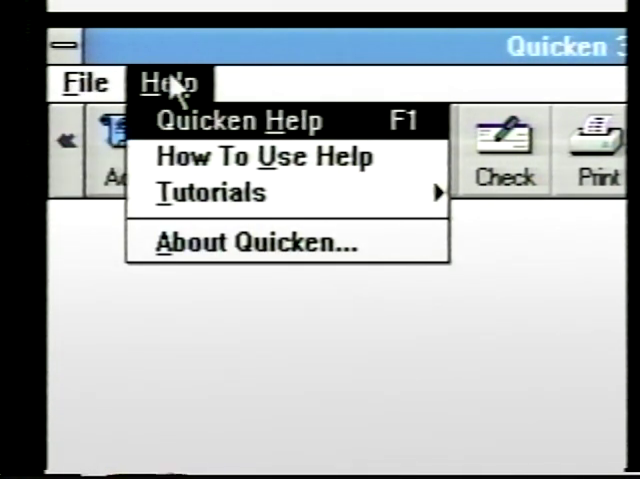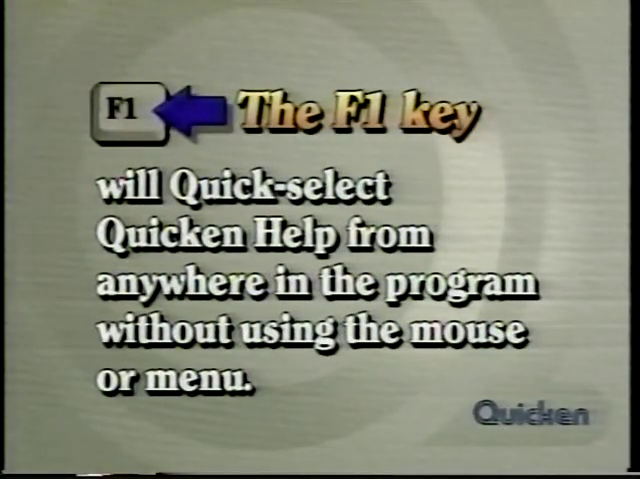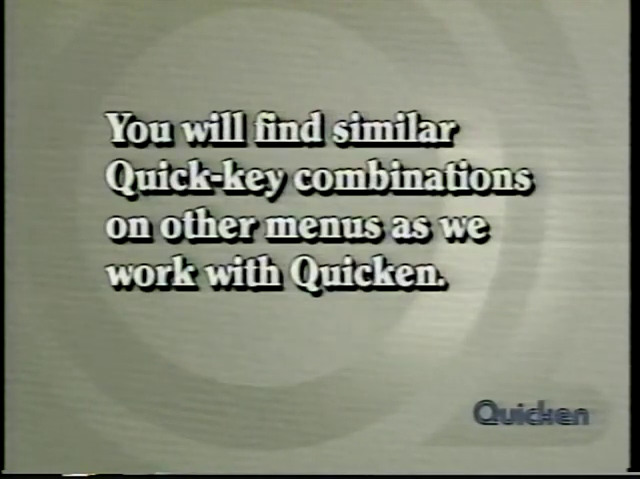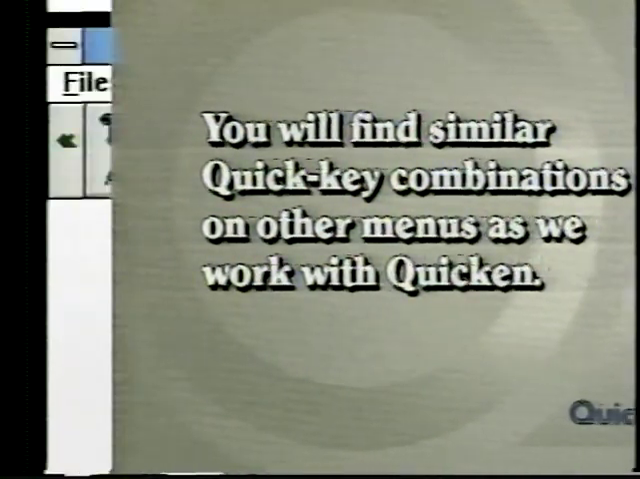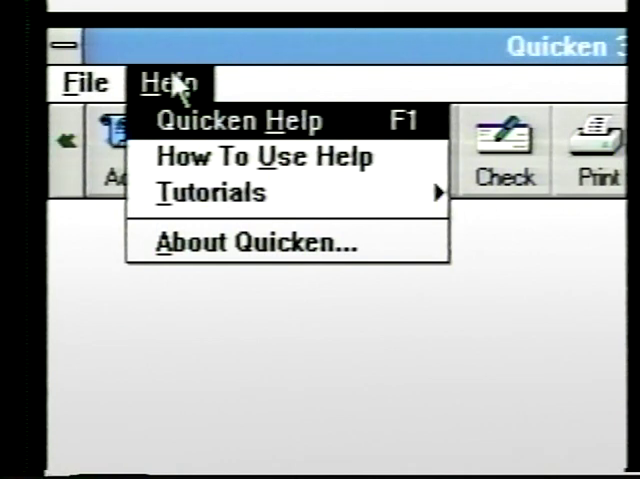The Help menu can be a real lifesaver when you're stuck in the middle of something. Notice the symbols at the right side of the menu. The F1 next to Quicken Help tells you that the F1 key is an alternative way to give this same command directly from the keyboard. The F1 key will quick select Quicken Help from anywhere in the program without using the mouse or menu. You will find similar quick key combinations on other menus as we work with Quicken. If you prefer to use keyboard commands, these combinations are helpful.